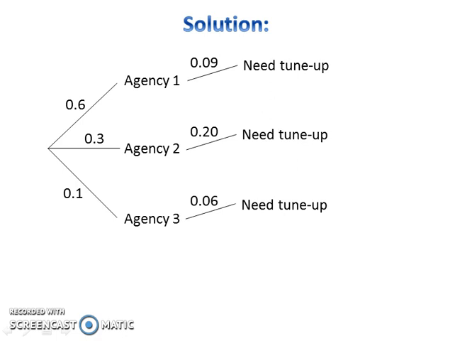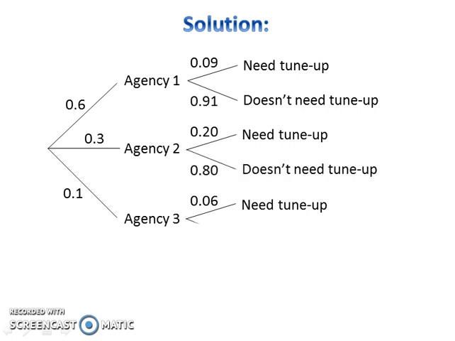Since some of the cars need a tune-up, we know that there will be cars that don't need a tune-up. So draw another branch from here for don't need tune-up. Because the probability of needing a tune-up is 0.09, the probability of not needing a tune-up would be 0.91. Do the same thing for Agency 2 and Agency 3. So this is the tree diagram that represents the situation in this example.